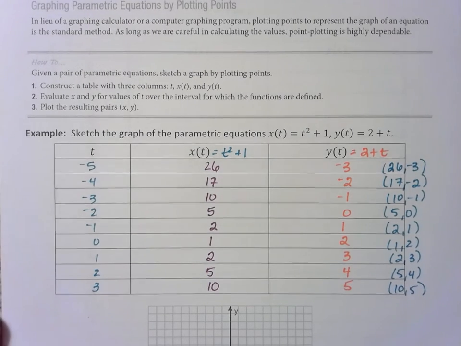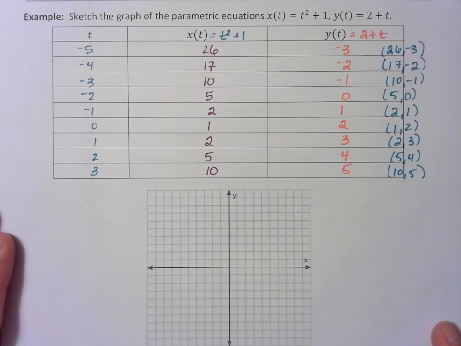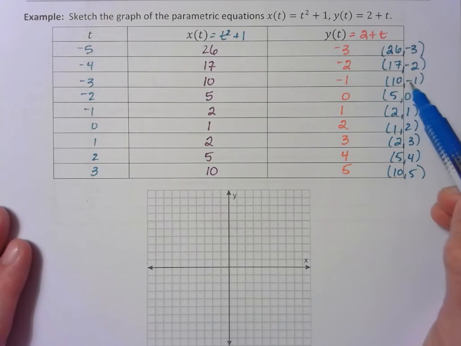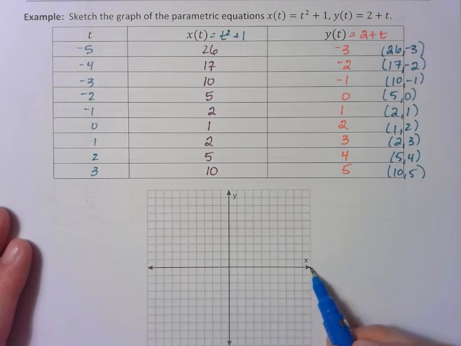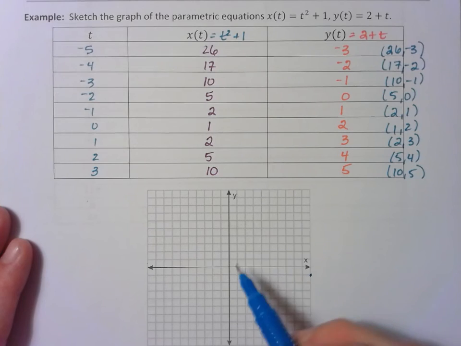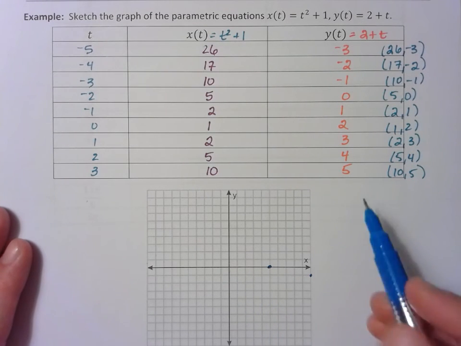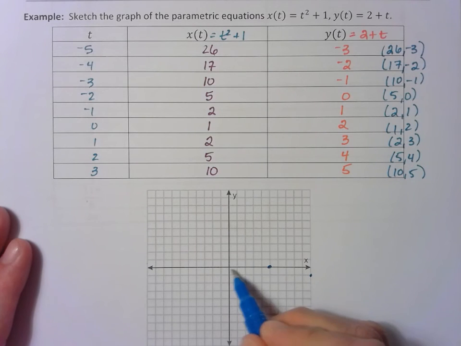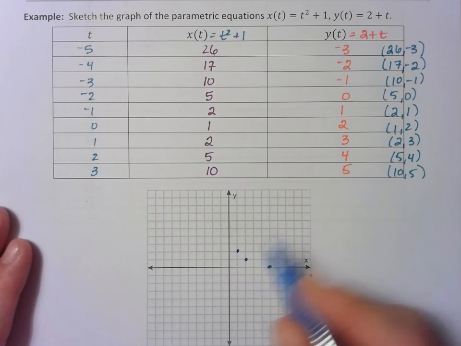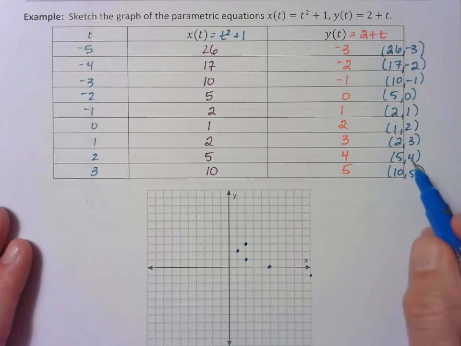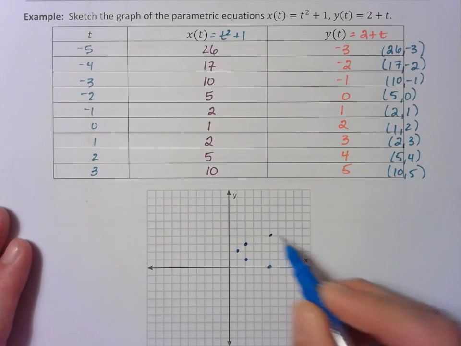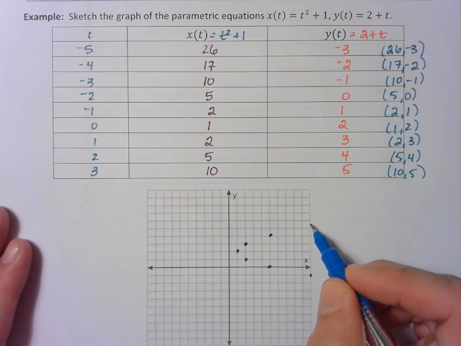Now of course all of those are not going to fit on my grid, so I'm just going to pick the ones that will. I think I'll start at 10, -1. So 10, -1, I believe this is 10, -1, and then 5, 0, 2, 1, 1, 2, 2, 3, 5, 4, and 10, 5.